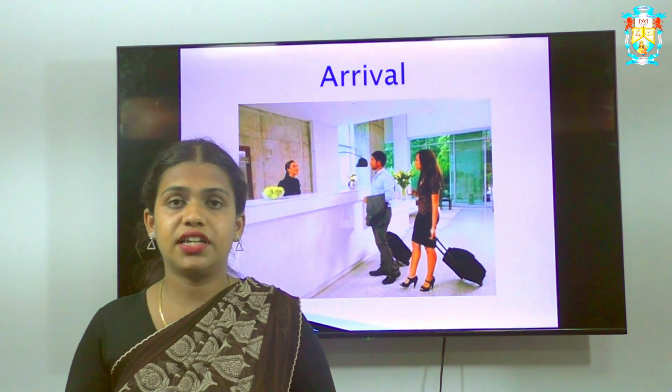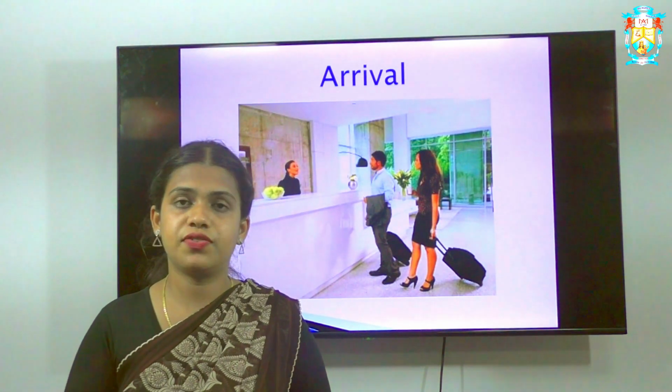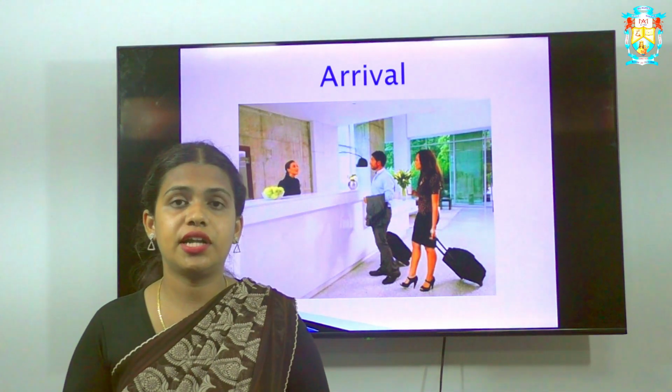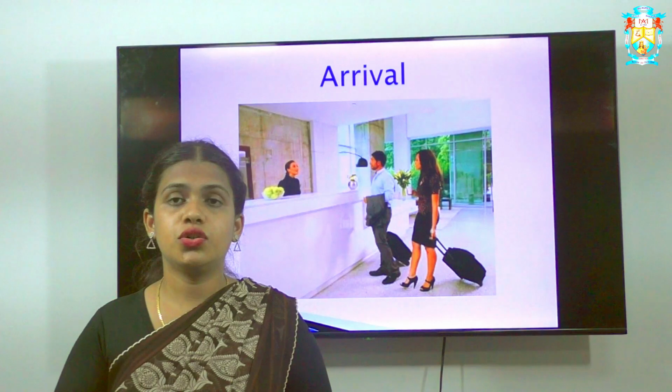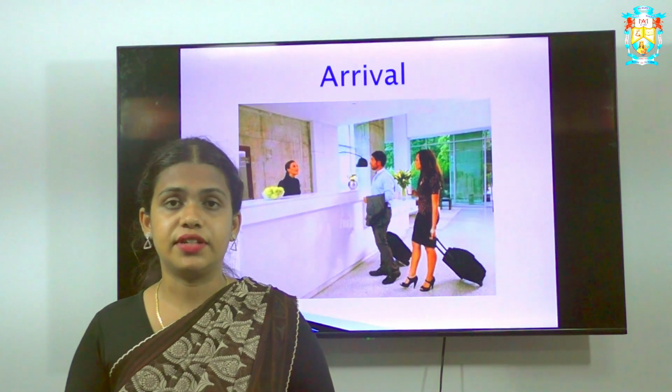In case sometimes the guest comes without luggage, that's fine, but if they come with luggage, what happens? The bellboy is in charge of taking the luggage to the room. So all this comes under the points of arrival.